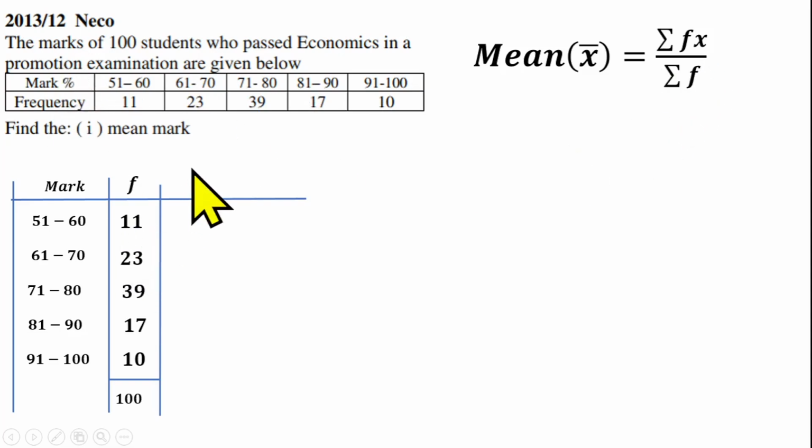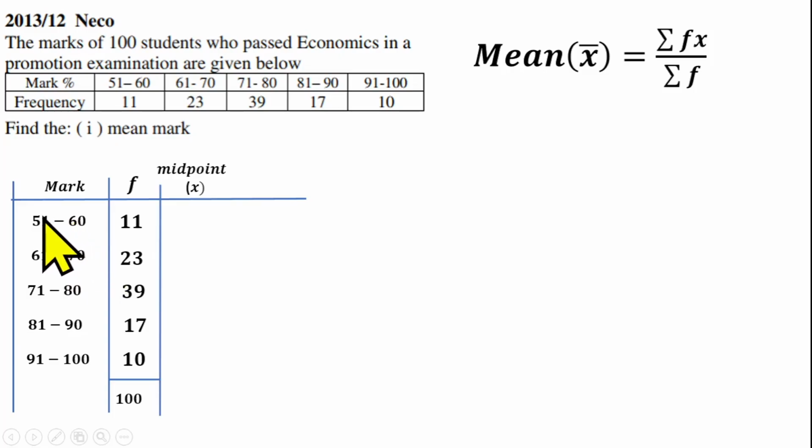So how do we find x? X is called the midpoint when you are working on group data with class interval. So we are going to find the midpoint. Midpoint of what? Midpoint of the class interval. So x will represent the midpoint of our class interval. That is to say, you add the class interval together and divide by 2.